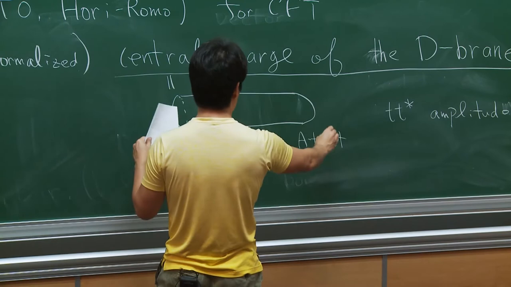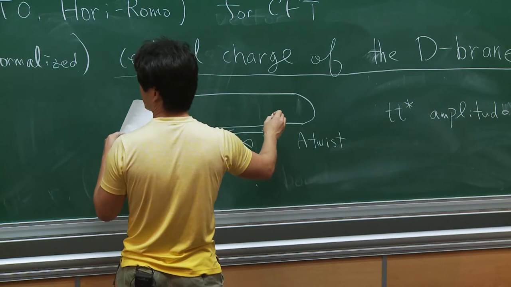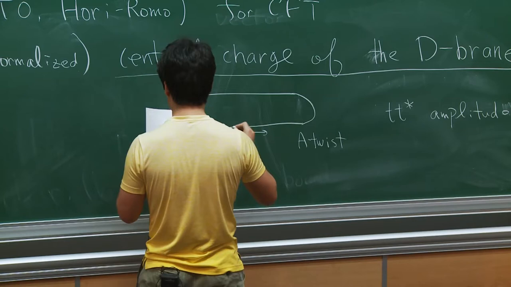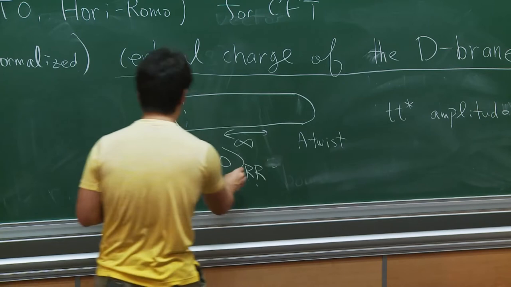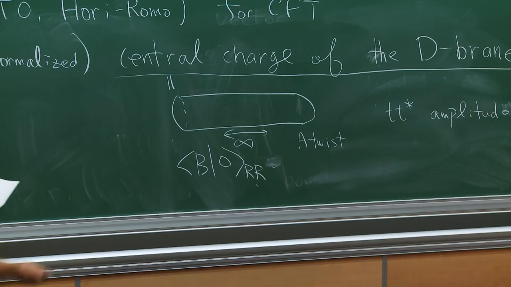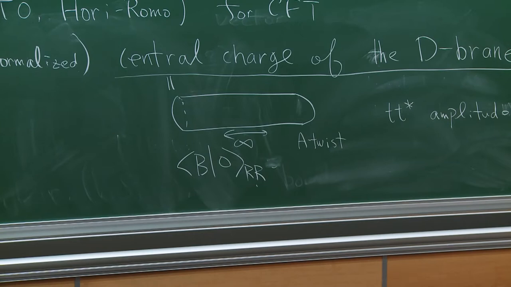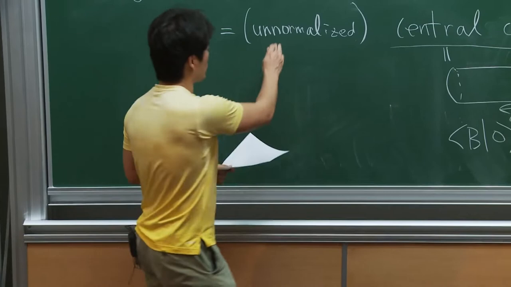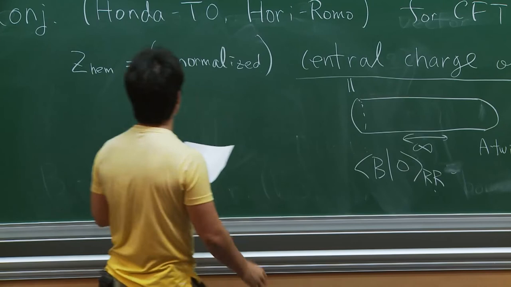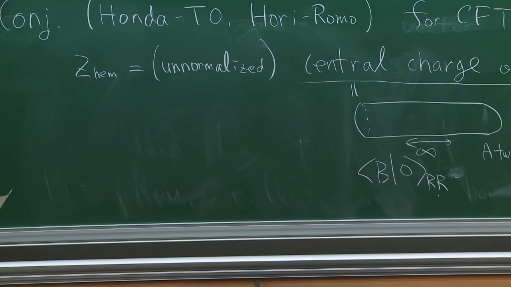So the partition function on this geometry, which is a priori different from the Hemisphere partition function I described, does compute the overlap between the Ramond ground state and the B-brane boundary state. So the equality here was a conjecture, based on explicit calculations and comparison with known examples. And I say unnormalized because in order to really get the central charge of the D-brane, we need to normalize by the sphere partition function, computed using the same renormalization procedure, so the same regularization, the same counterterms.